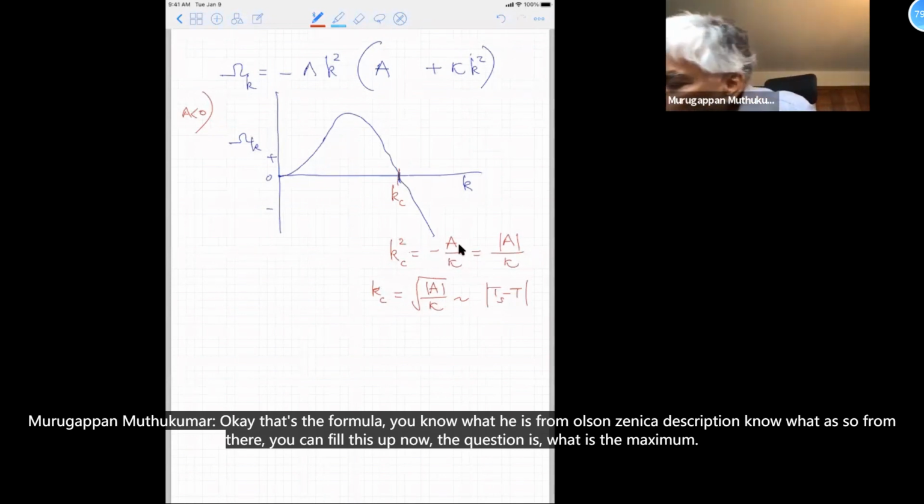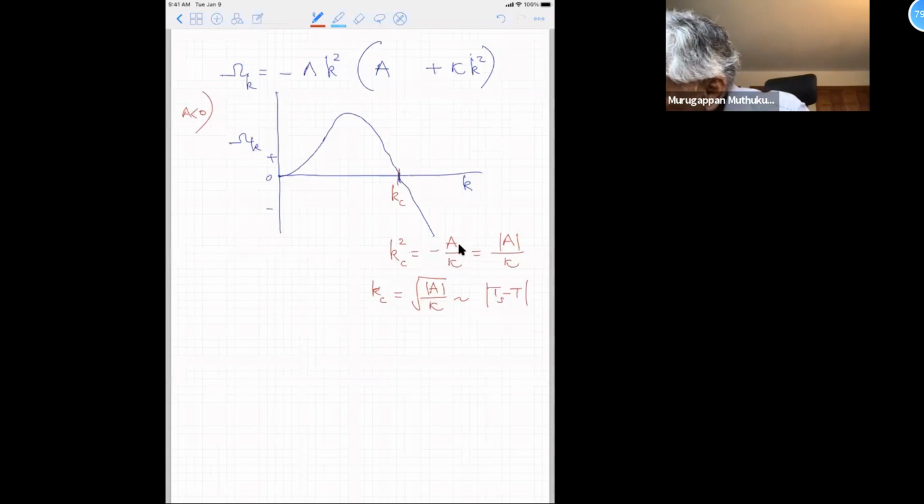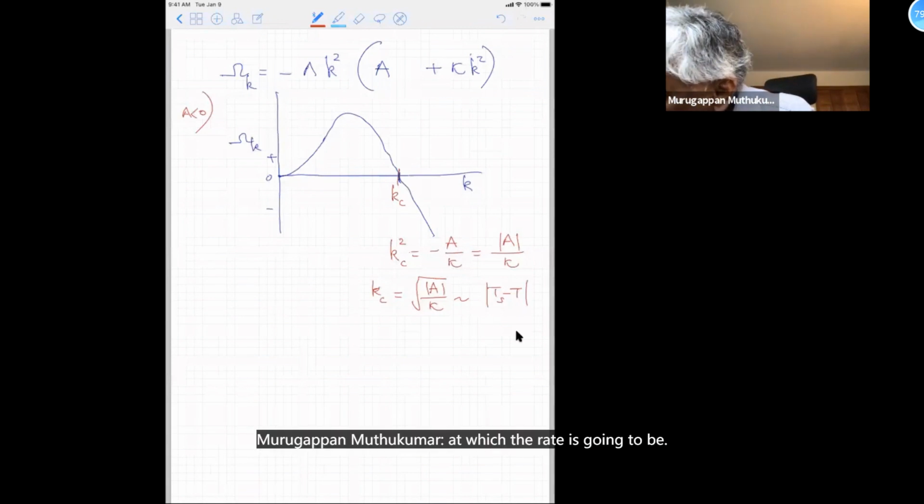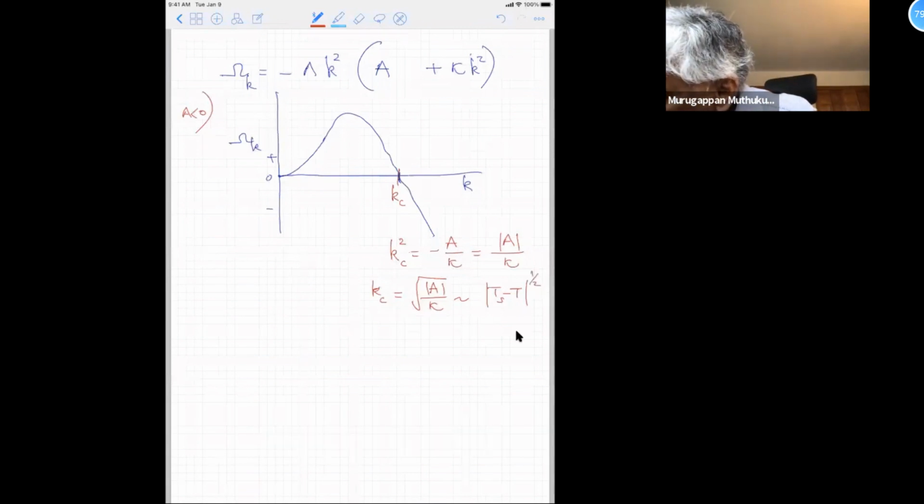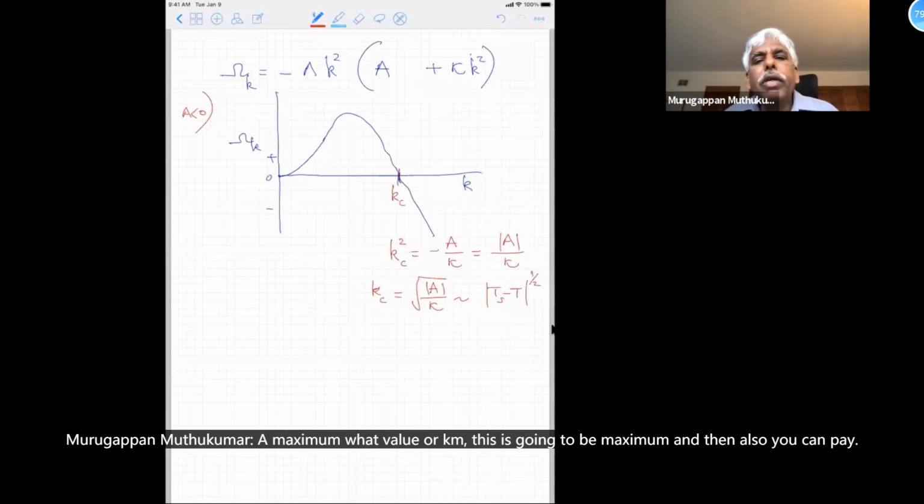Now the question is, at what value of Km is the rate going to be a maximum? And then also you can figure.